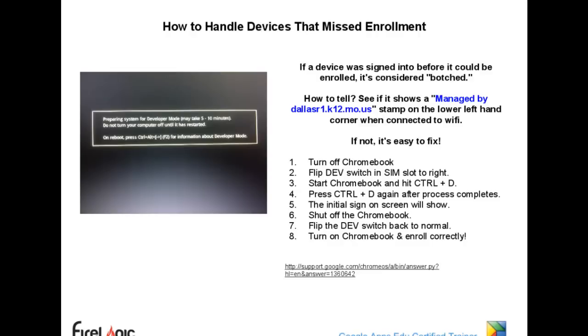And then we'll have to hit Control-D. There'll be an image of a sad computer user and cryptic text showing on the screen. So you hit Control-D. It'll take about 5 minutes or so to wipe the device. It'll show an initial sign-on screen, but we need to turn off that Chromebook and flip that switch back. Otherwise, every time you turn it on, it's going to be in white mode every single time. So we need to flip the switch back after it's wiped.